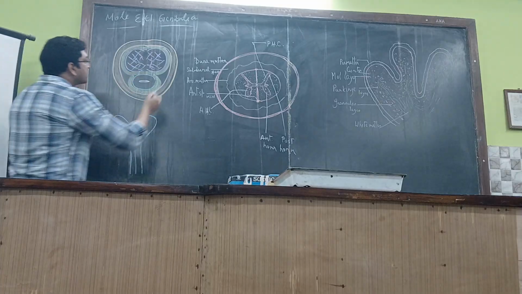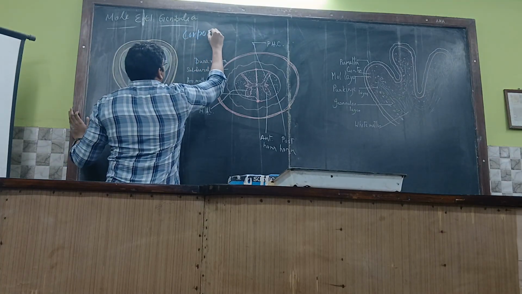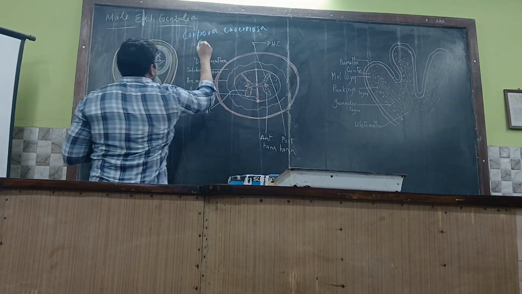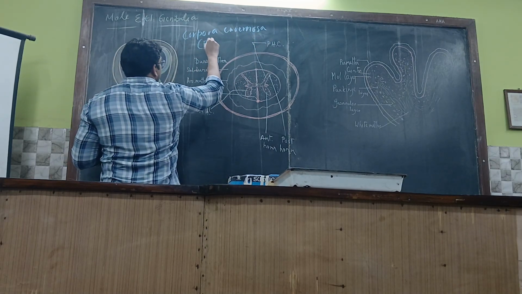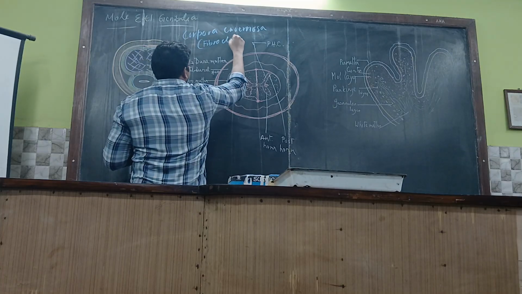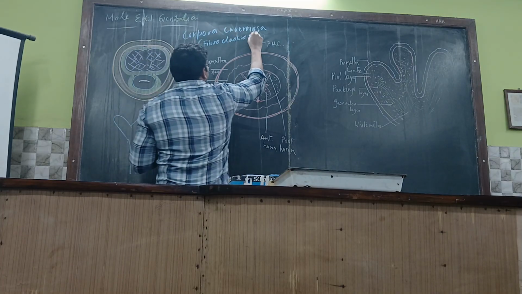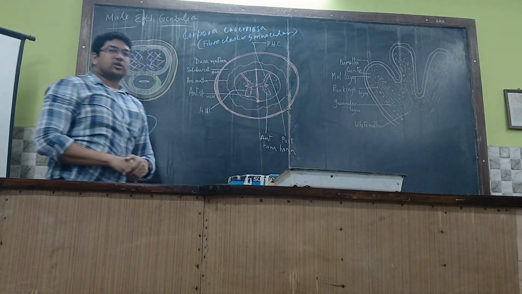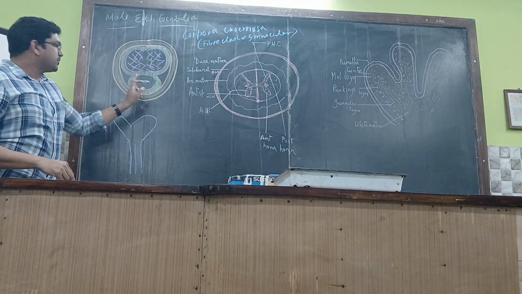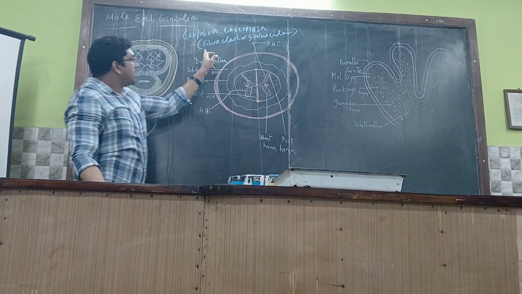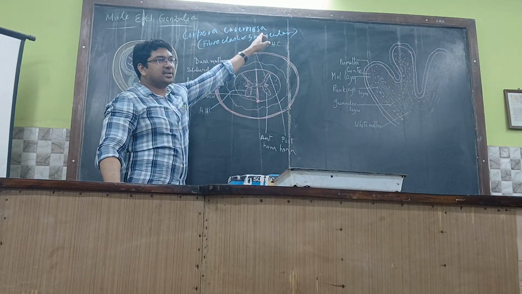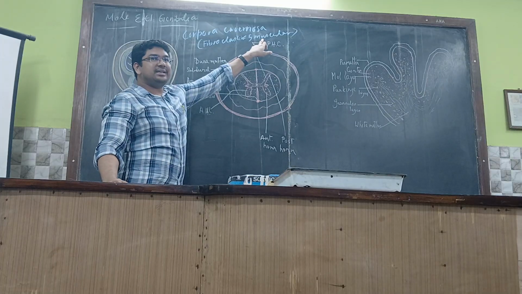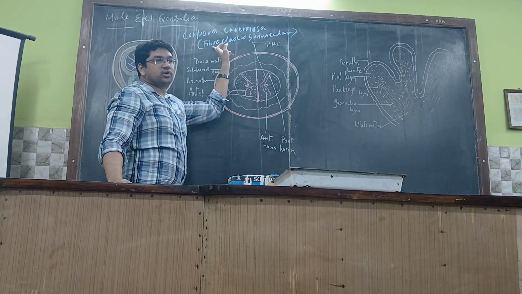That is termed the corpora cavernosa, which is made up of fibro, elastic and muscular tissue. The corpus spongiosum also is made up of fibro, elastic and muscular tissue. Muscular here means smooth muscle fibers. Why are these smooth muscle fibers needed? Why is this elasticity needed? And why are these collagen fibers needed?